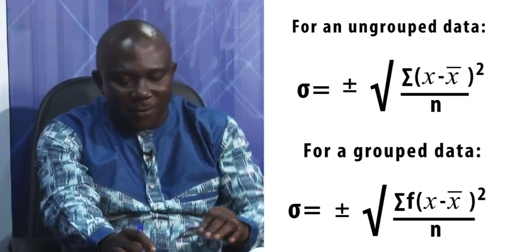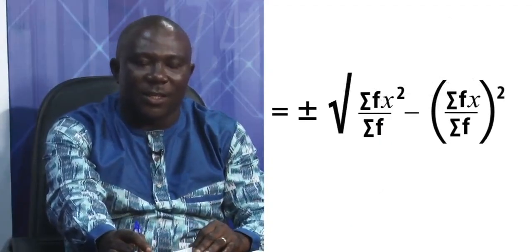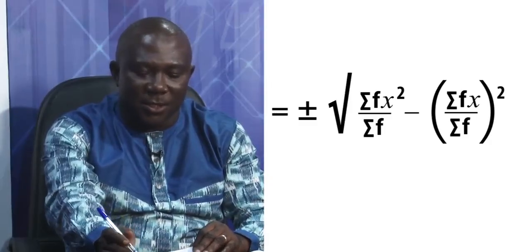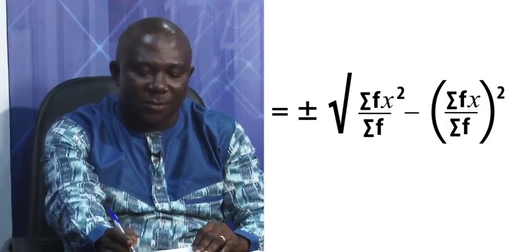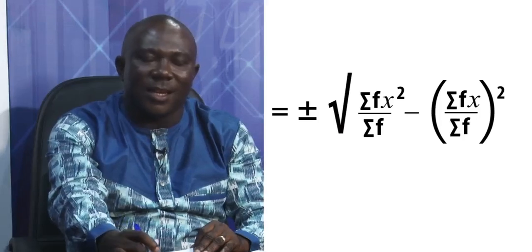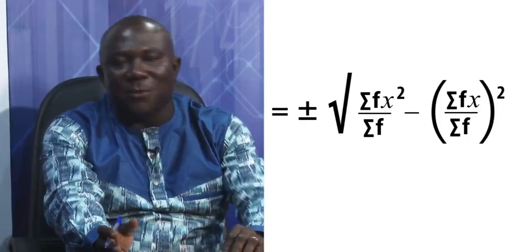Again, we can apply the formula square root of summation fx squared divided by summation f, minus (summation fx divided by summation f) squared. These are the formulas that we are going to play around with. Once you have your data, you can calculate the variance and the standard deviation, as we have already done in year 2. I want us to use these formulas in a few examples.